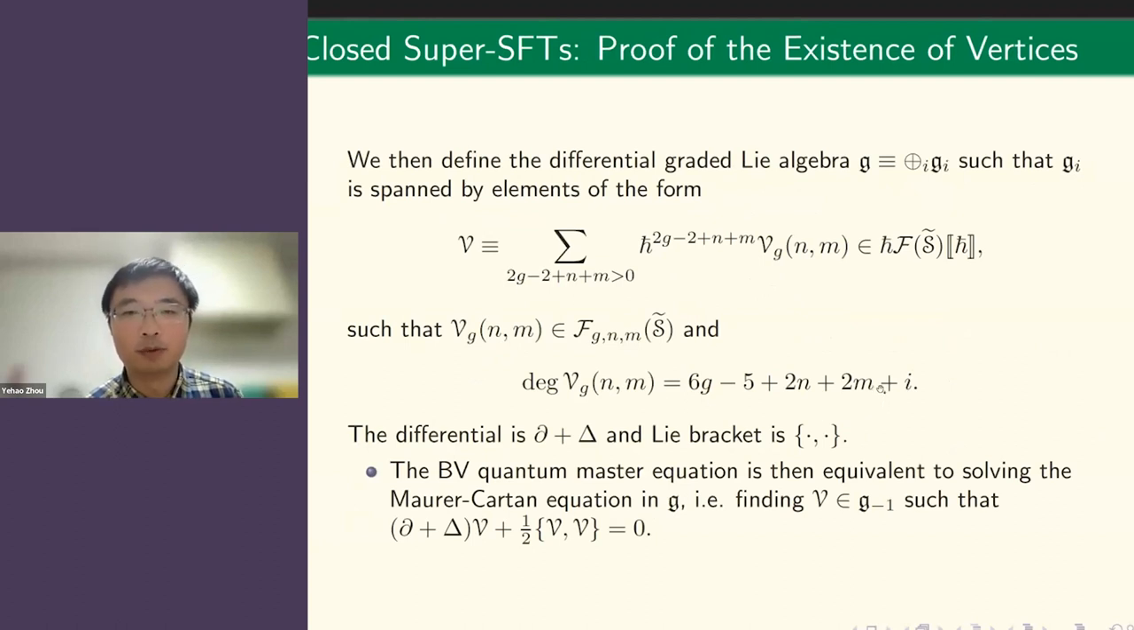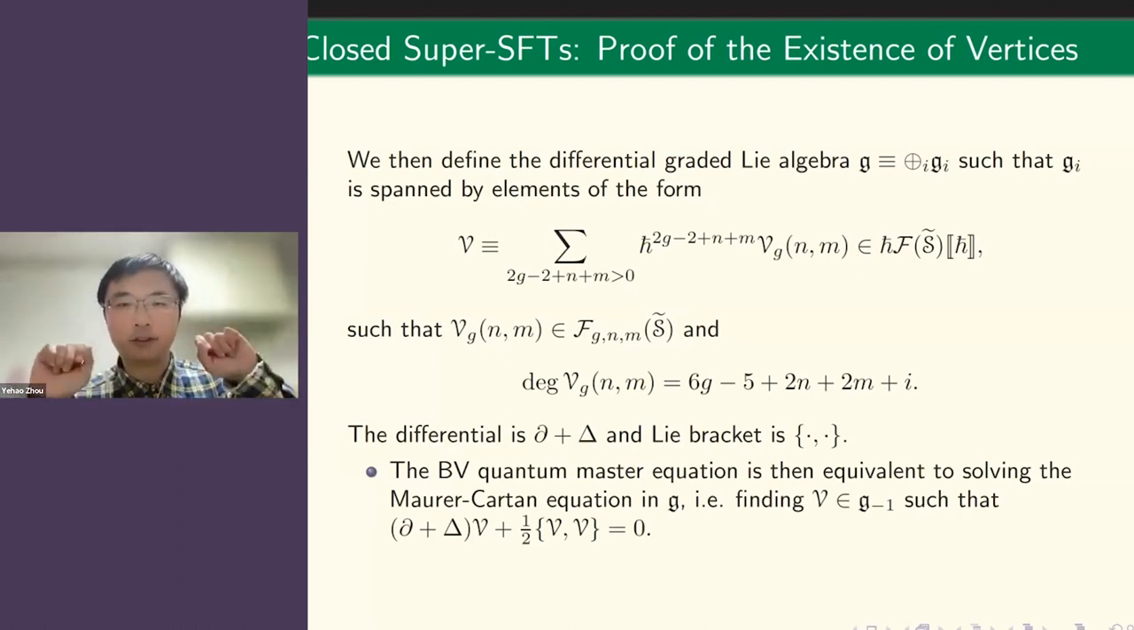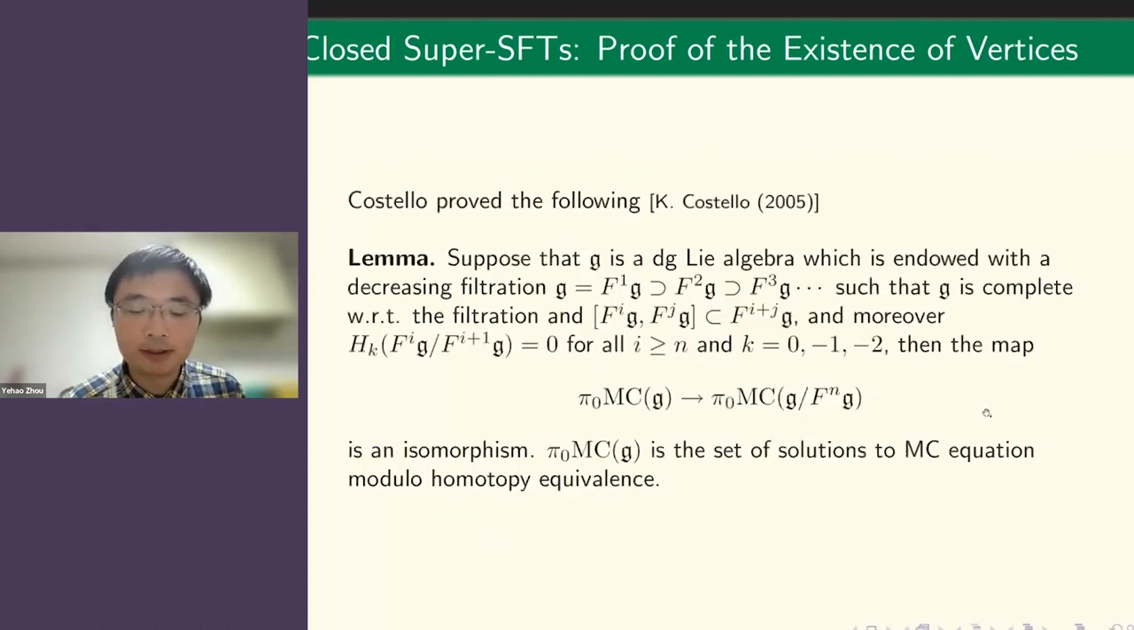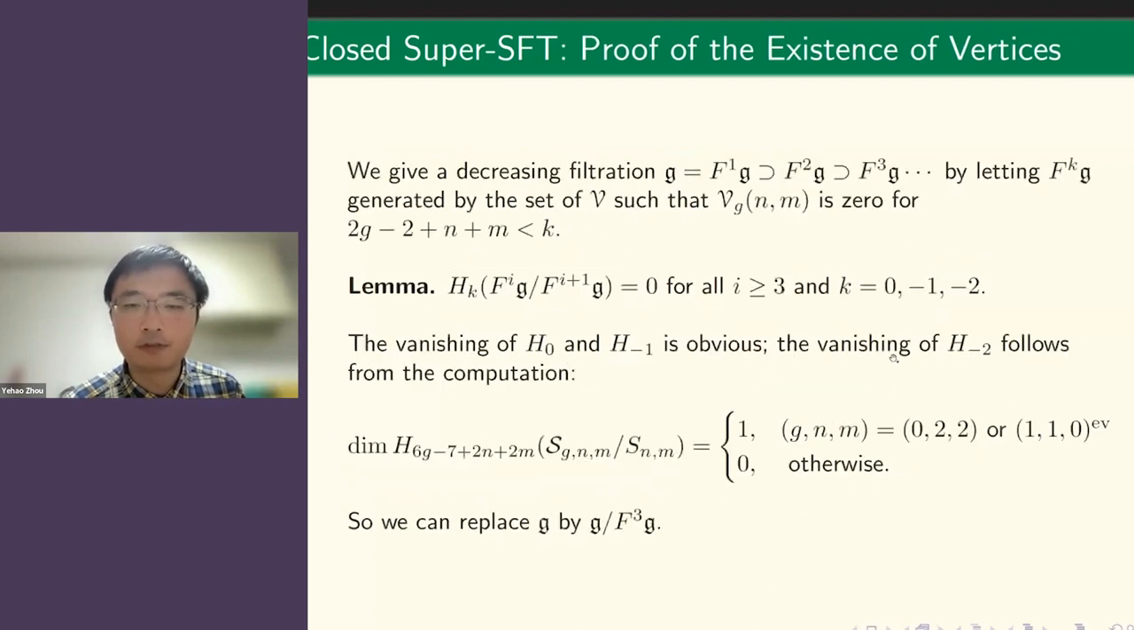And since we are looking at the real blow up of the boundary of the compactified spin moduli, and this is homotopy equivalent to the non-compact one, there's a vanishing of the top dimensional homology, and similarly there's a vanishing of H_{-2}, and this one is the non-trivial one.